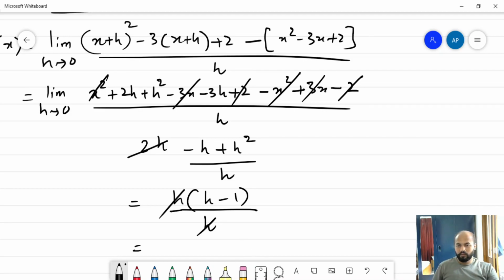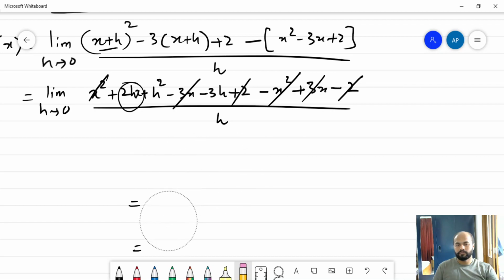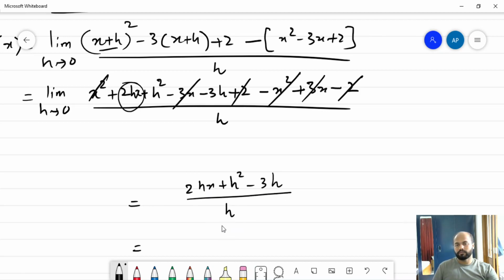There is one mistake, however, in this expression. The middle term over here should be 2hx. So overall, 2hx is there and this minus 3h remains. So let's correct this expression. What you get is 2hx plus h square minus 3h divided by h, limit h tending to 0.